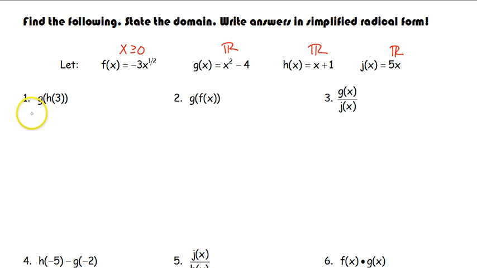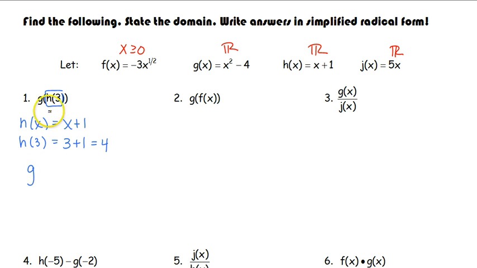For number 1, we want to find g of h of 3. Again, we start with the inside. We've got h of 3. So we start with that h of x equation, which is x plus 1. If we're evaluating h of 3, we're going to plug 3 in for the x, and that becomes 4. h of 3 is 4.